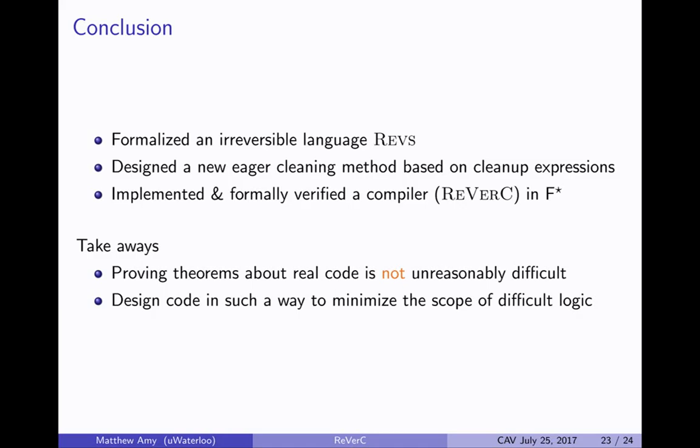And the takeaways, I guess, being part of the verification community, you probably all already believe this, but what I thought was interesting was it seems like proving theorems about real code now is not unreasonably difficult, like everyone else says it is. We did this quite fast, I believe, in about a month. And part of that was because we designed the code in such a way so that the actual difficult parts didn't branch out into other areas of our code. It was very self-contained for the difficult parts of the proof.